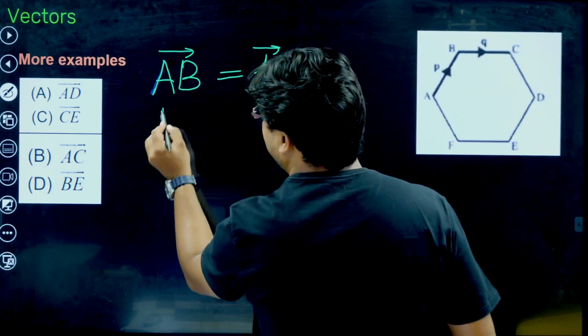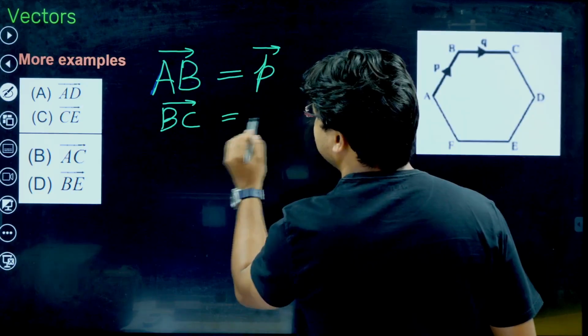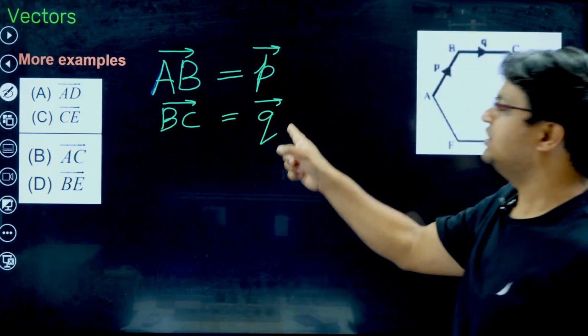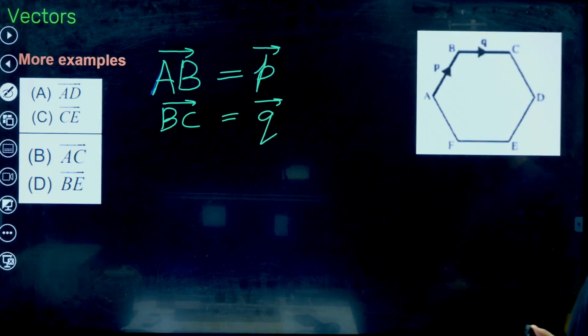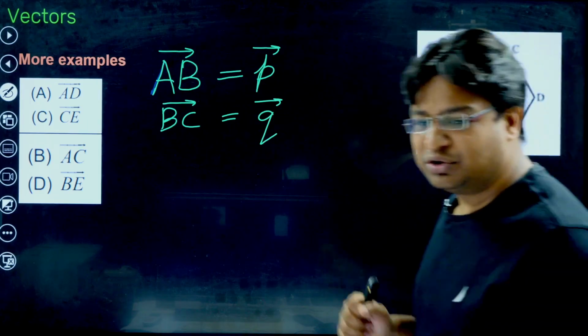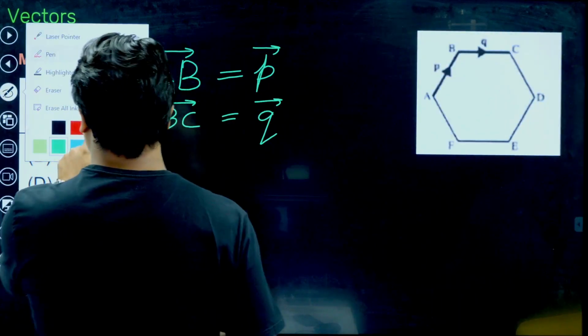Similarly, we have named BC vector as Q vector, and now we want to write these vectors using these two vectors, using P and Q vector. So we want to write AD vector. Okay, we want to write AD vector. So you would love this question, guys. Watch this, how we are going to do this.